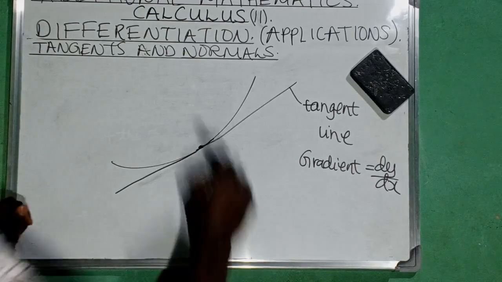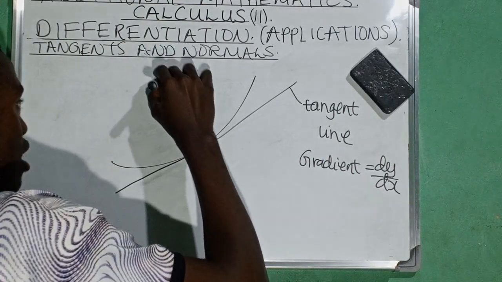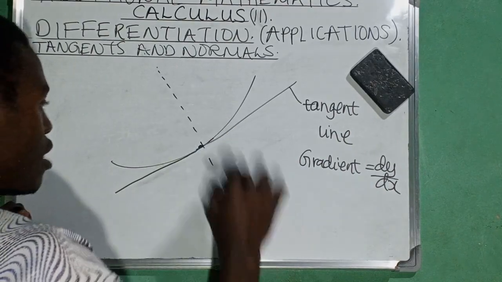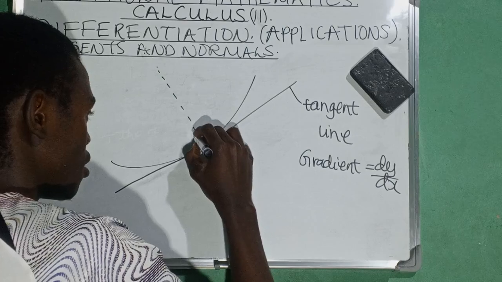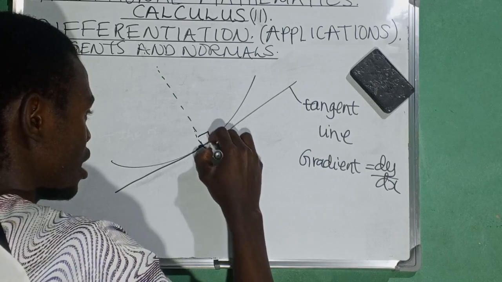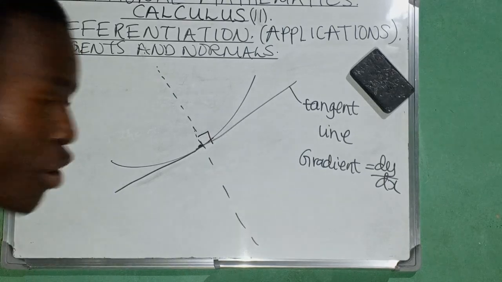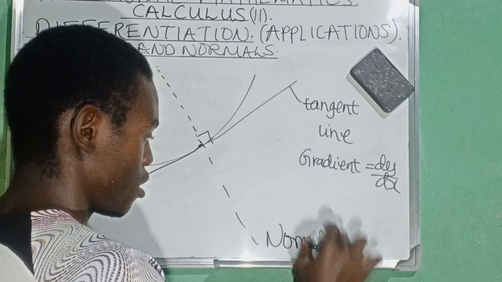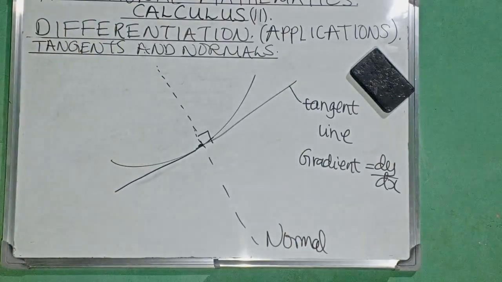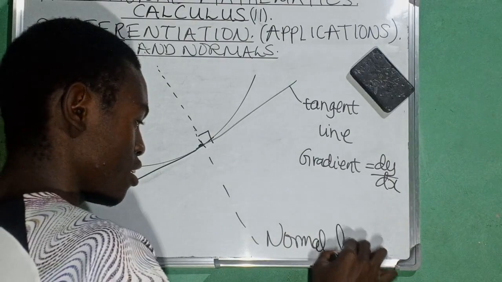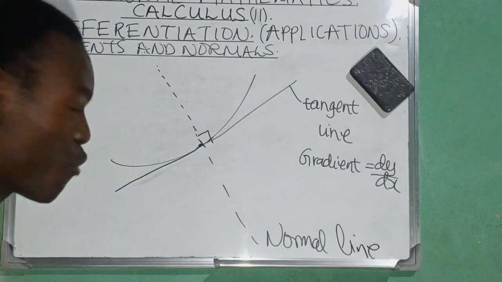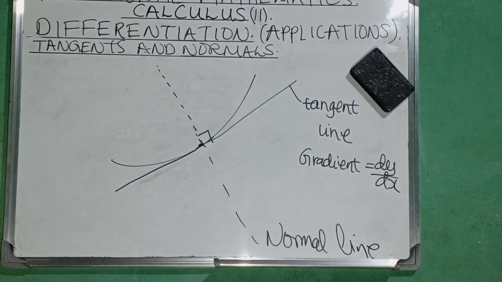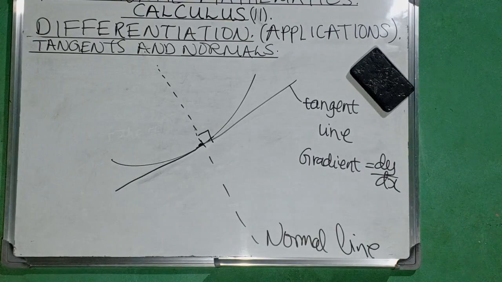Now there's another line that we can draw, a dotted line like that. That is perpendicular to the tangent line, called the normal line. What else do we have to know about the normal line? One thing is that it is perpendicular to the tangent line.